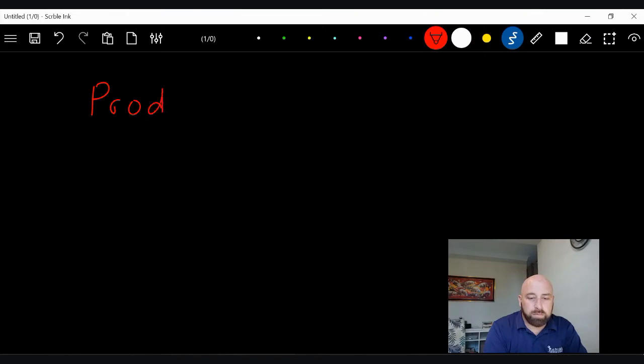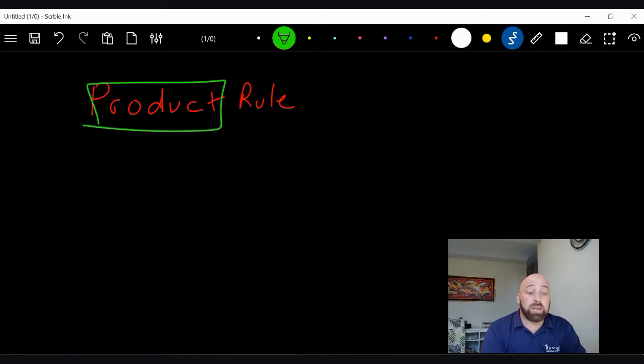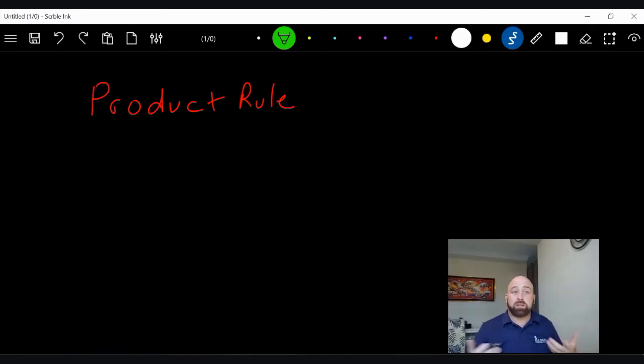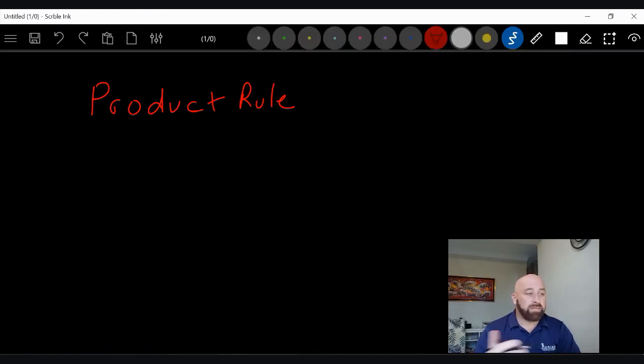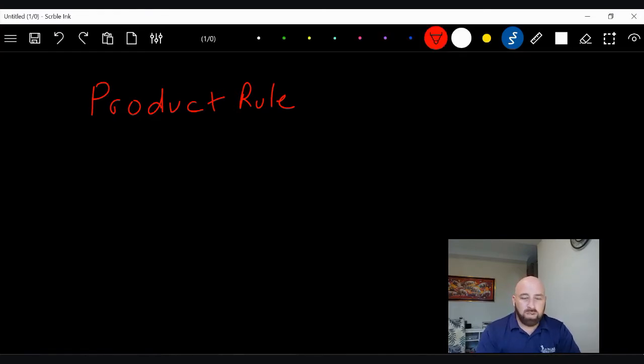So the first one is the product rule. Well, when you hear the word product, you should be thinking multiplication, because the word product is the answer of a multiplication problem. So if you have, for example, 2 cubed times 2 to the 5th.